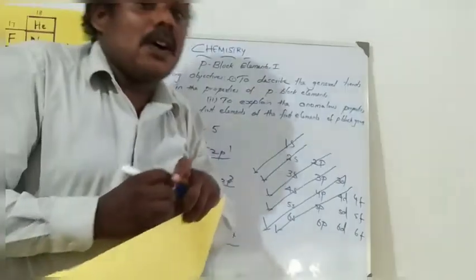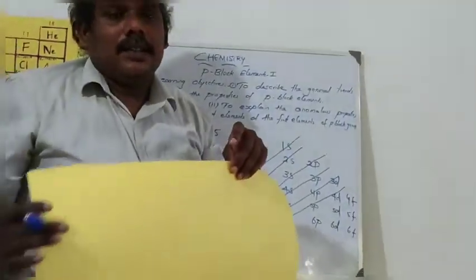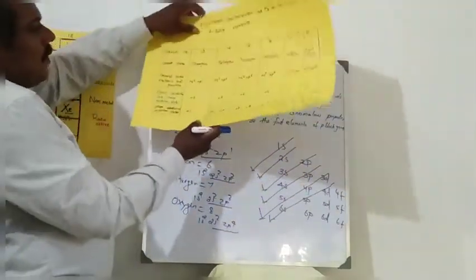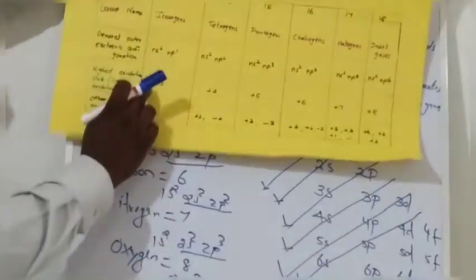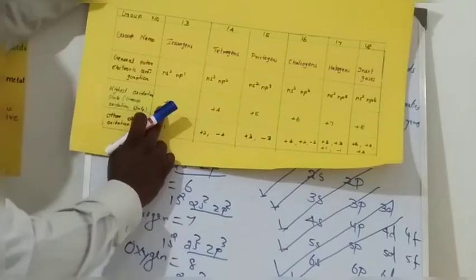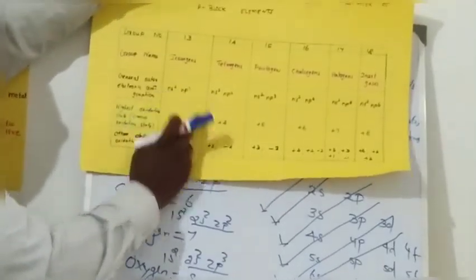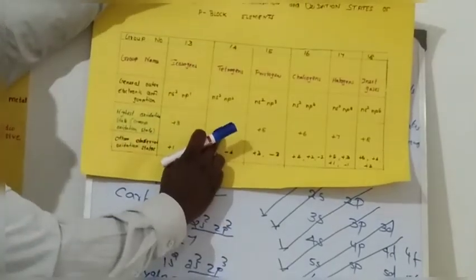You should take written practice. And also, it shows the highest oxidation state. For the 13th group, the oxidation state is +3. That is 2 plus 1, 3.